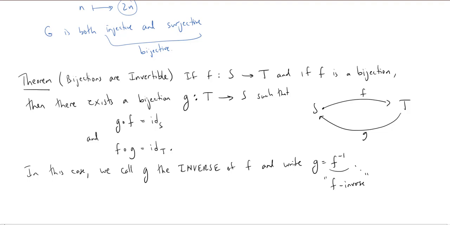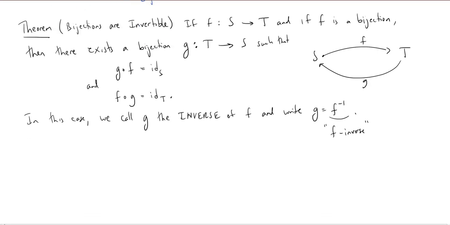It turns out the converse is true: if you know that your function has an inverse, meaning it's invertible, then your function must be a bijection. So it goes both ways. All right, but now that we have this behind us, we can get on to our main definition for this topic, which is going to be cardinality.